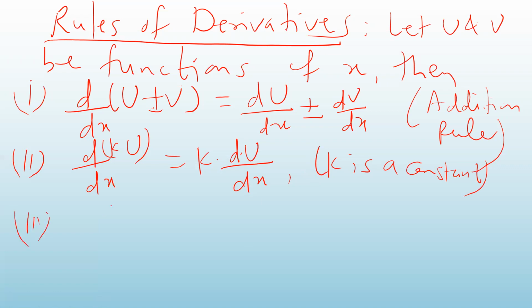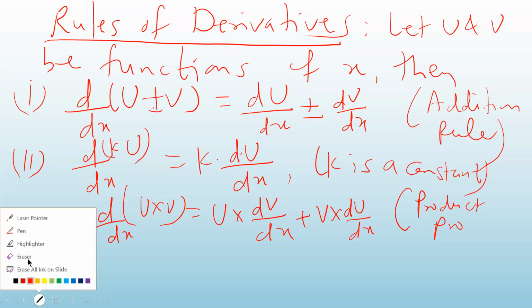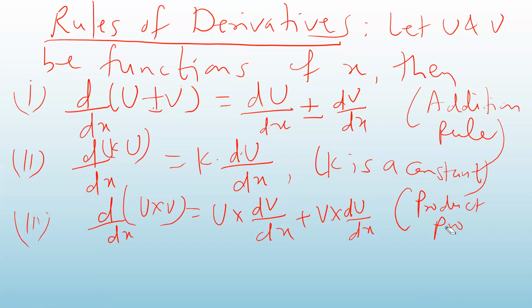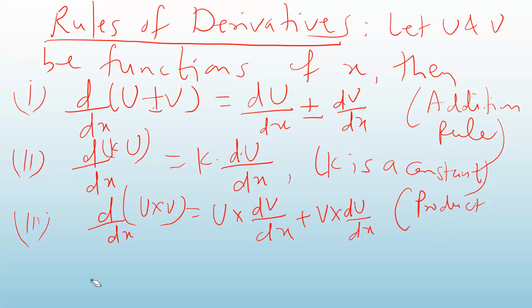Then the third one, derivative of u into v is equal to u into derivative of v plus v into derivative of u. This rule is called the product rule. That means derivative of the product of two functions. Derivative of the product is given by this.